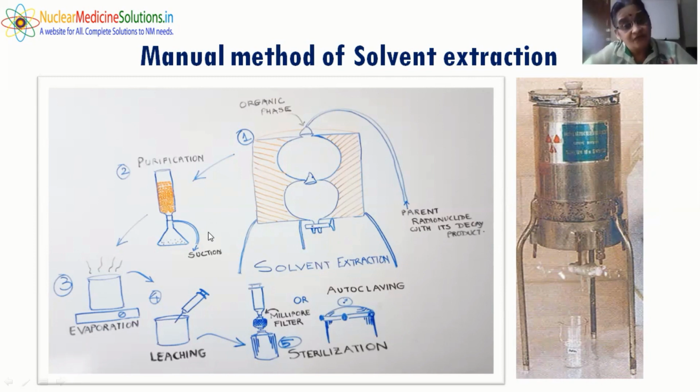But before the evaporation step, there was a purification step where alumina was used to hold back the traces of moly, the aqueous layer, if at all added or got into the yield. So that used to get stuck in this alumina, and the yield used to come into this flask, which used to be transferred to the beaker to evaporate the organic phase.